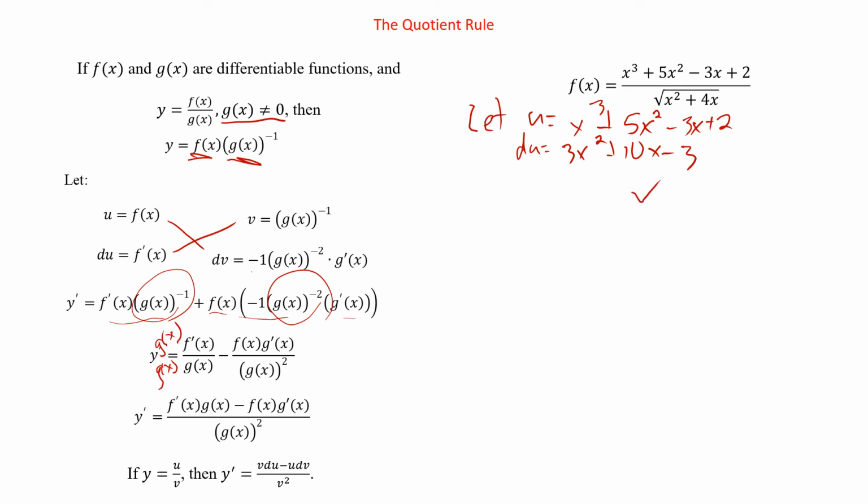And v, I think I can get it over here. V is going to be the square root of x squared plus 4x, which means dv, oh, it's not going to work. 1/2 of x squared plus 4x to the negative 1/2 times 2x plus 4. Oh, there we fit it.